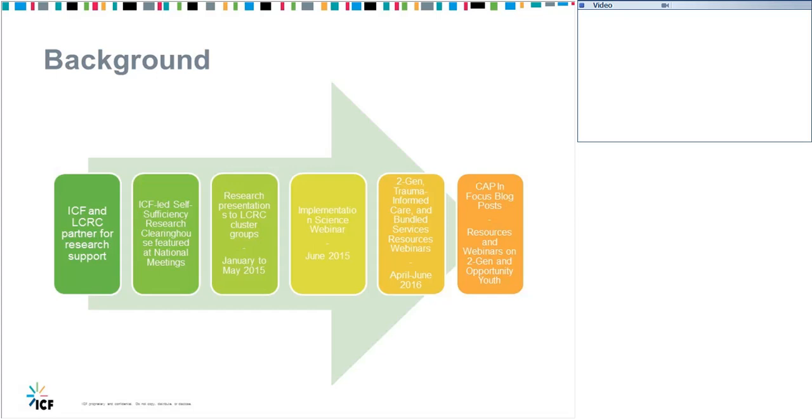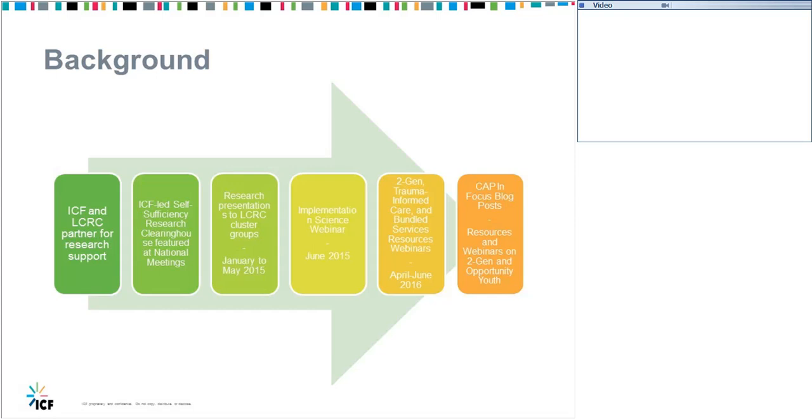Since we did that first presentation, we have been providing materials and giving research to the CAP audience through the LCRC cluster groups. We started a couple years ago, and we did place-based, family homelessness, and financial capability. We also conducted a webinar on implementation science. I think that is still available on the CAP website if any of you are interested in that topic, because a lot of the information that we gave there is still relevant.